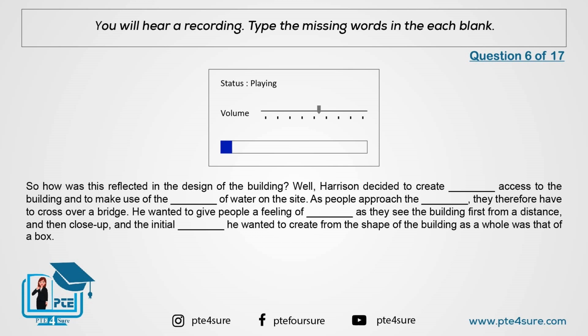So how was this reflected in the design of the building? Well, Harrison decided to create pedestrian access to the building and to make use of the presence of water on the site. As people approach the entrance, they therefore have to cross over a bridge. He wanted to give people a feeling of suspense as they see the building first from a distance and then close up, and the initial impression he wanted to create from the shape of the building as a whole was that of a box.